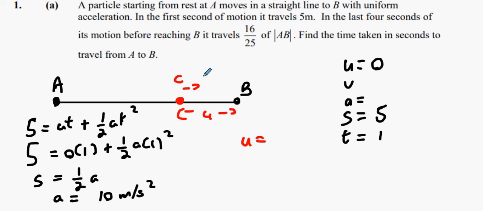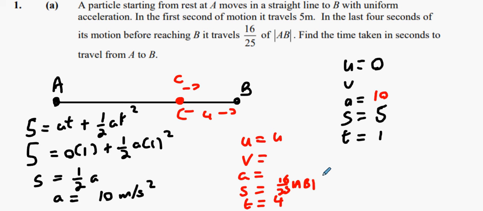You're already moving, aren't you? So you're going to have a u value you don't know, and then you know the acceleration is 10, and you don't know s, but you know t is 4 seconds. And then your s value is 16/25 of AB. It's a very difficult system to put yourself under. There's a much easier system available to you.